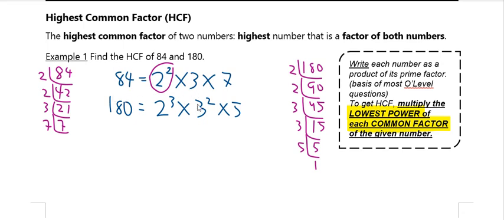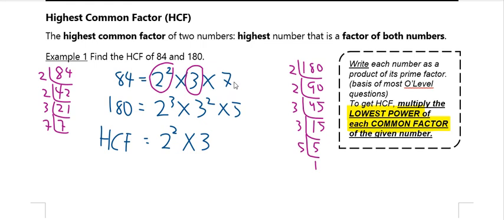Next one, look at 3. Both of them have 3, but the lower one will be 3 power 1, which is 3. You cannot use 3 power 2 because it's HCF. So there you have it. You have your HCF, which is 2 power 2 times 3. Here you cannot use 7 and 5 because both of them do not have the same factor.